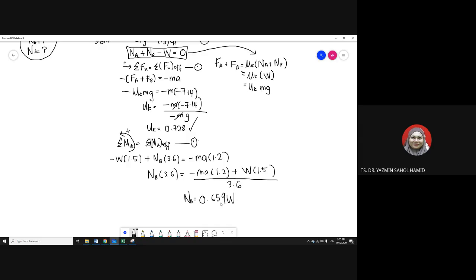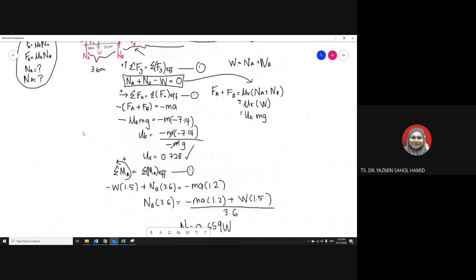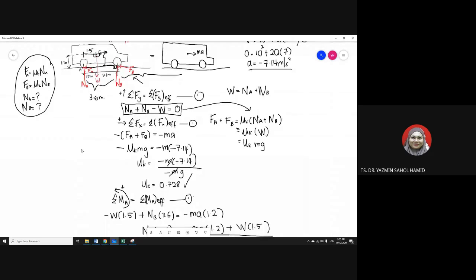Okay. So sekarang ni kita dah dapat NB. So rasa-rasa kita boleh dapat NA tak? Macam mana kita nak dapat NA? Kita boleh pakai equation yang first atas ni. Kan? So kita boleh pakai equation ni.